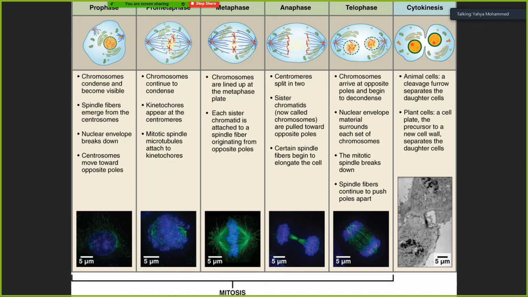So what do you think is the purpose of this? You see the spindle fibers are coming in and attaching to the chromosome from each side. So why do you think that's happening?